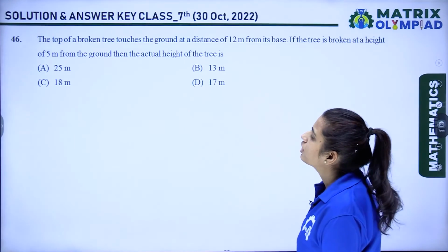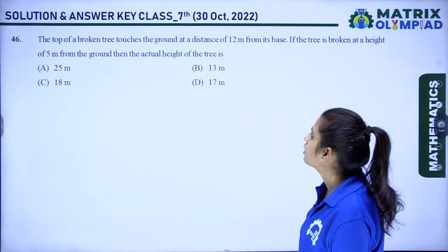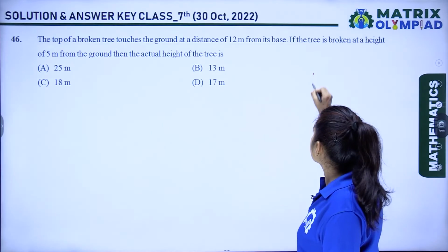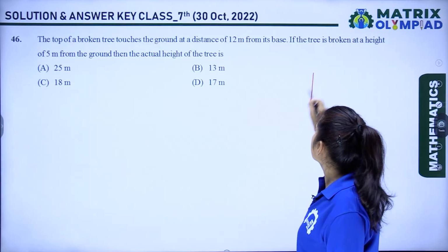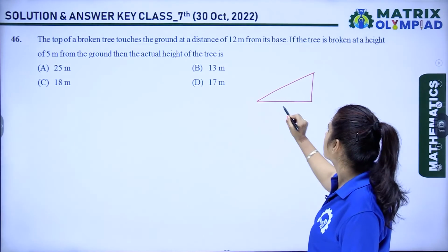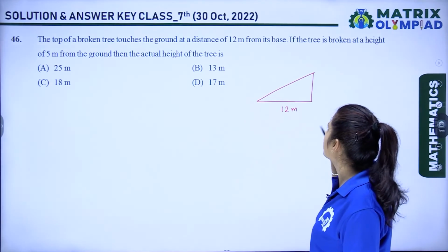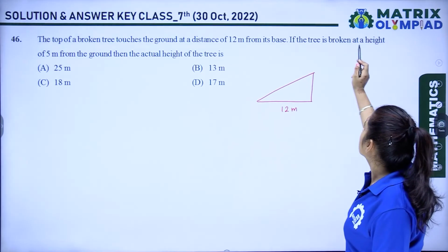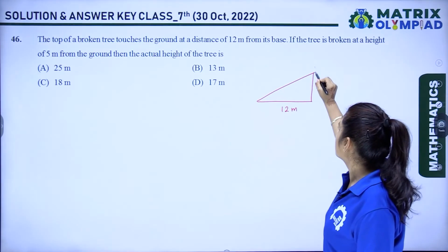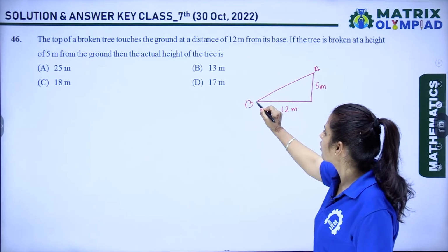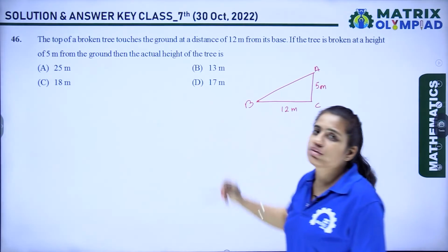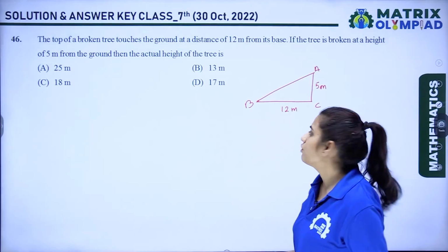Next question is, the top of a broken tree touches the ground at a distance of 12 meters from its base. Let's take a tree, and it's broken down and it touches the ground at a distance of 12 meters. If the tree is broken at a height of 5 meters, this is 5 meters, let it be A, B, C. From the ground, then we have to find out the actual height of the tree.